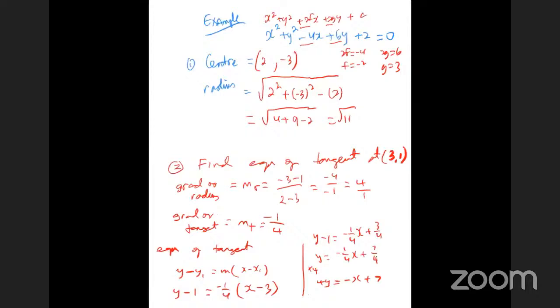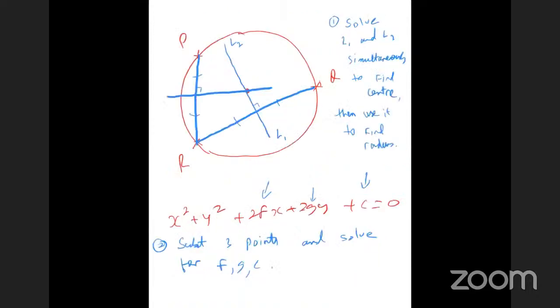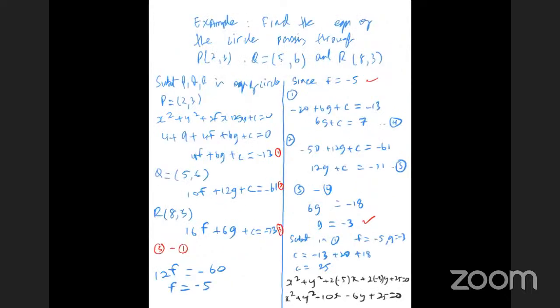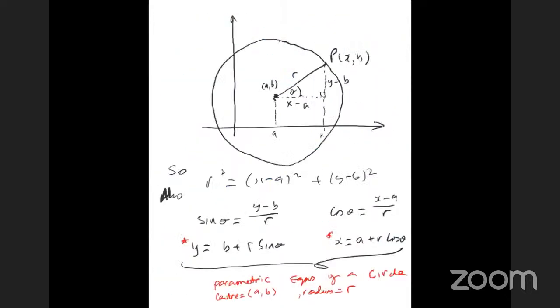We looked at finding the equation of a tangent. I showed you how to get the equation of a circle using 3 points only. I showed you both methods, right? And then I showed you the parametric equation of a circle. All right? So every time you see those parametrics, what you have is a circle.